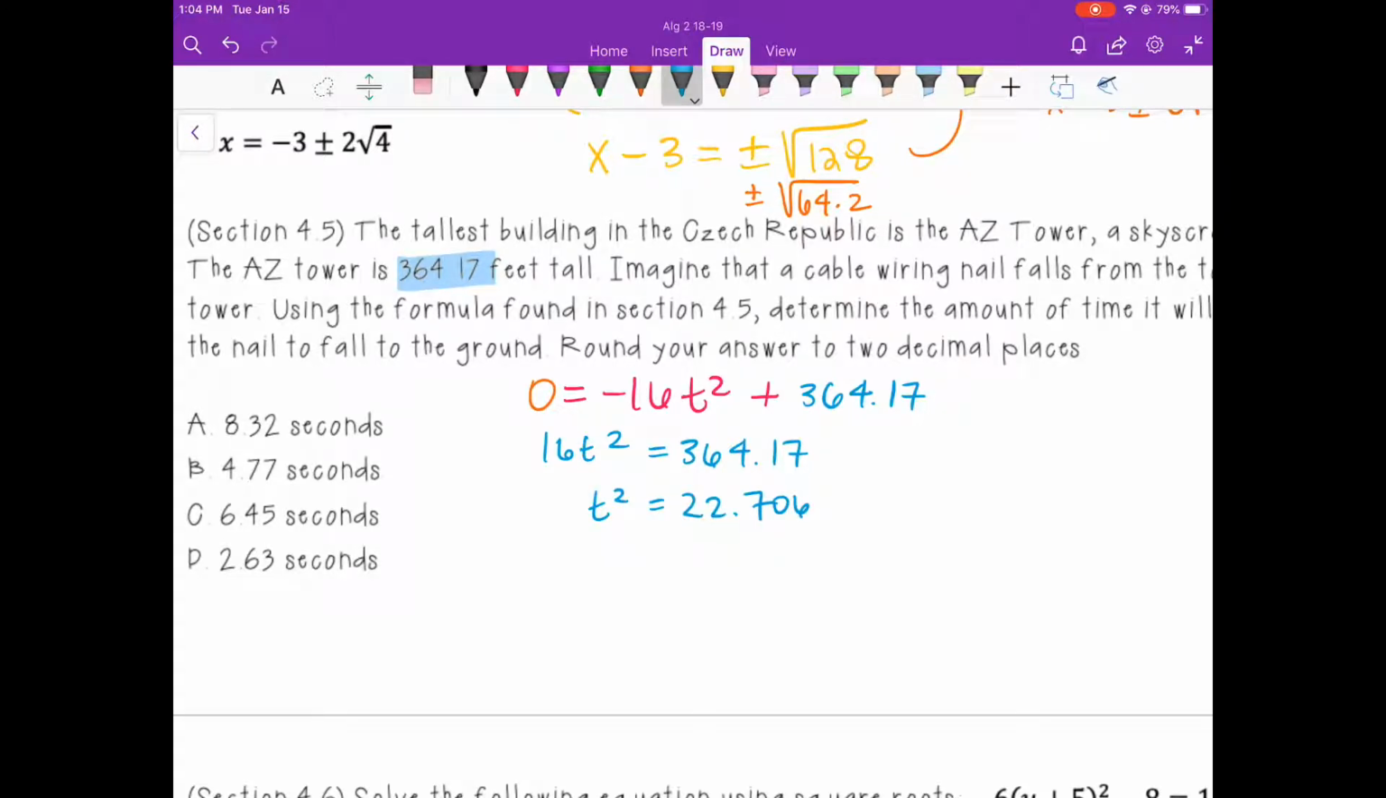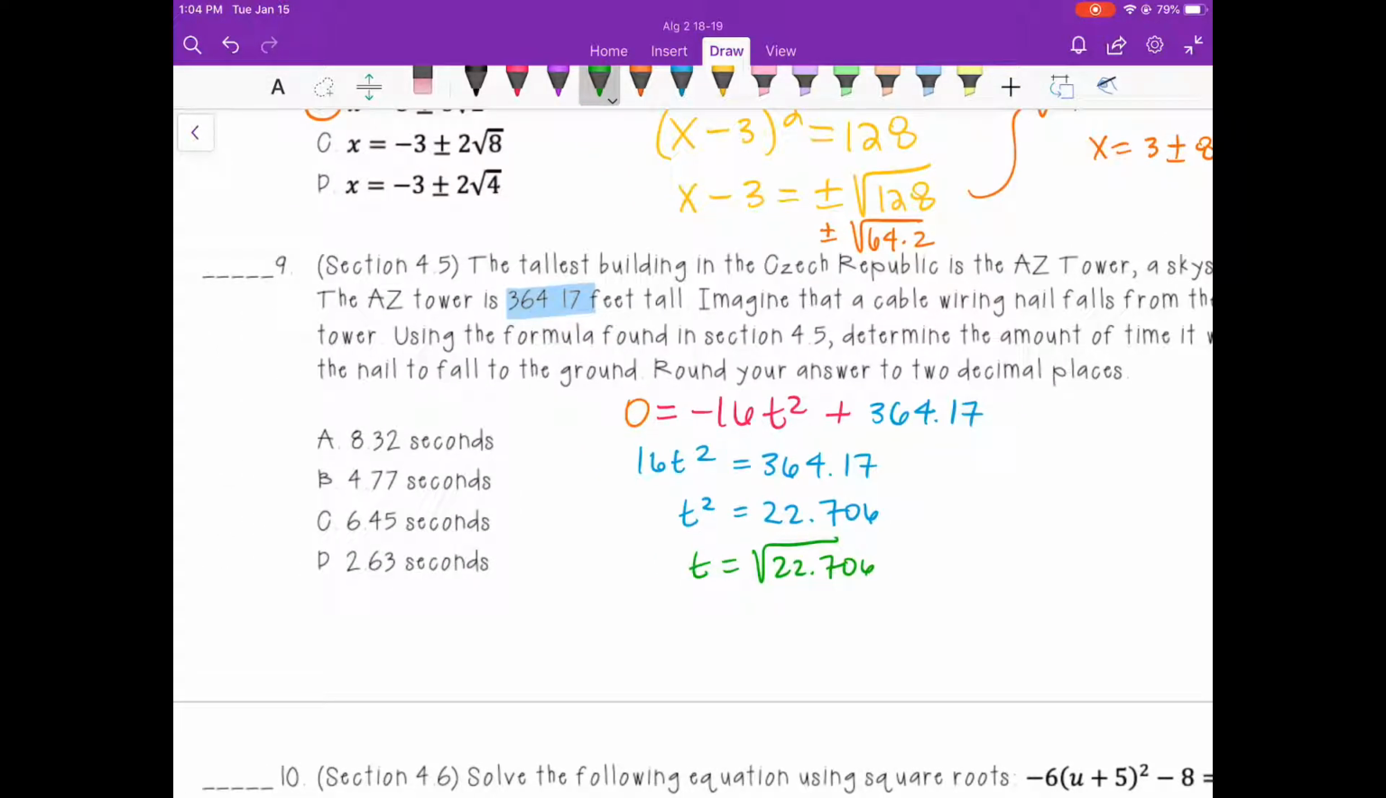And then we're going to square root both sides. Now, normally we take the plus or minus square root, but T stands for time in seconds. We can't have negative seconds. So we are looking at the positive square root of 22.706, which is approximately 4.77 seconds. B.